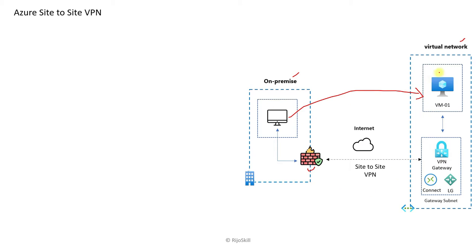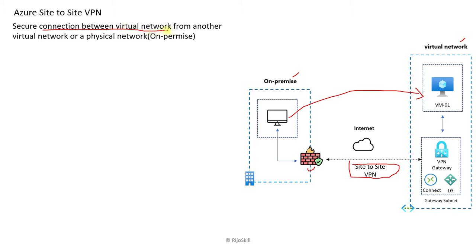For this, we can implement site-to-site VPN connectivity from our on-premises site to our virtual network. So that is the concept: a secure connection between the virtual network and another virtual network or physical network. You can do it in both ways. You can do on premises to virtual network, and also virtual network to virtual network.